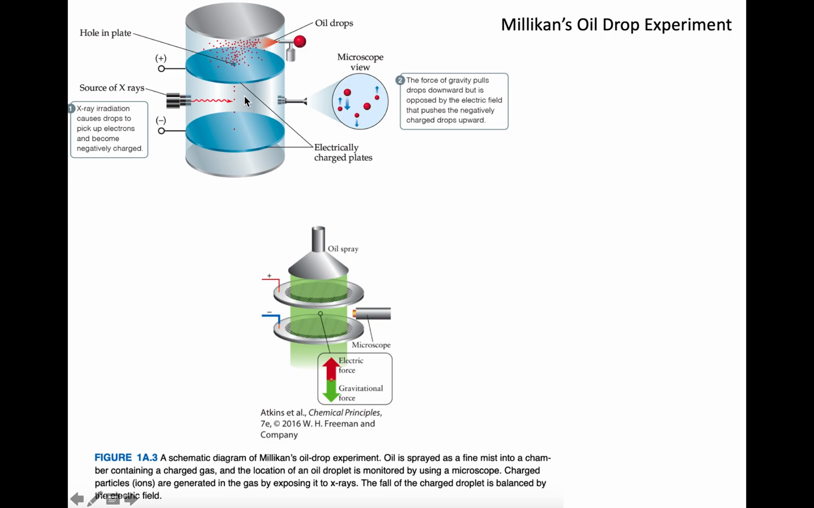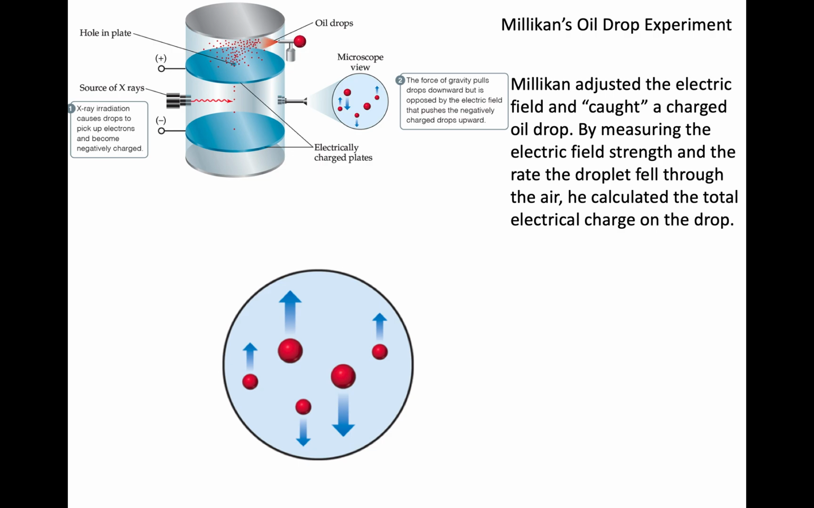They would fall downward. You could observe them through a microscope. You could also introduce X-rays, which are going to have them acquire a negative charge. And notice there's electrically charged plates that would allow the scientist to manipulate and suspend the drops.